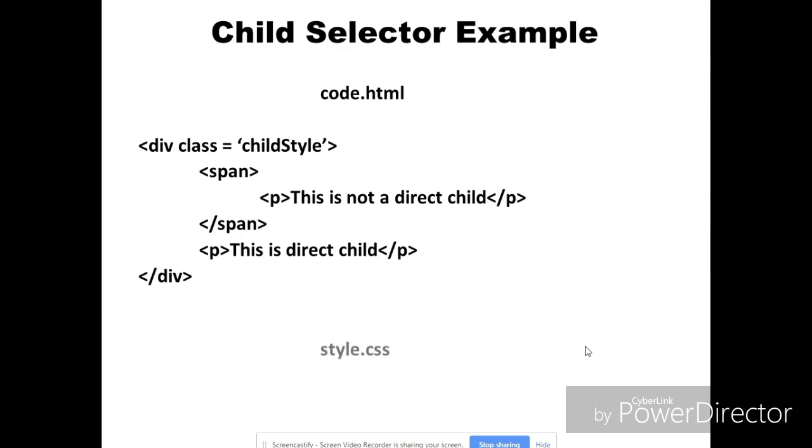So if we talk about the code in style.css, first we will add the parent selector, that is the child style, and after this operator we will add the child selector, that is the p tag. Here the first p tag is not a direct child because the span tag comes first before this p tag, but the second p tag is a direct child. So the color should be blue for only the second p tag element, since it is the direct child. So let's check this out in our PHP editor.